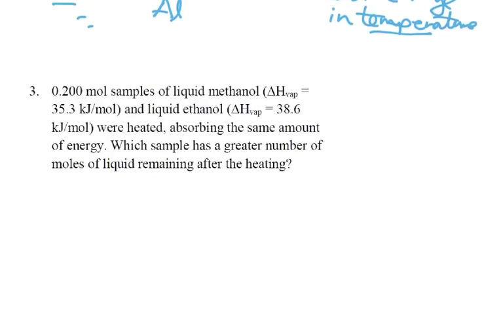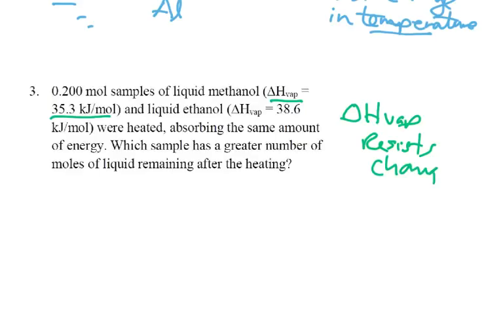Now in number 3, this is similar, and the idea here is we're talking about heat of vaporization. Delta H of vaporization tells you how much a substance resists change in phase. So if we have a liquid, the larger the heat of vaporization, the more it's going to resist changing from a liquid into a gas.